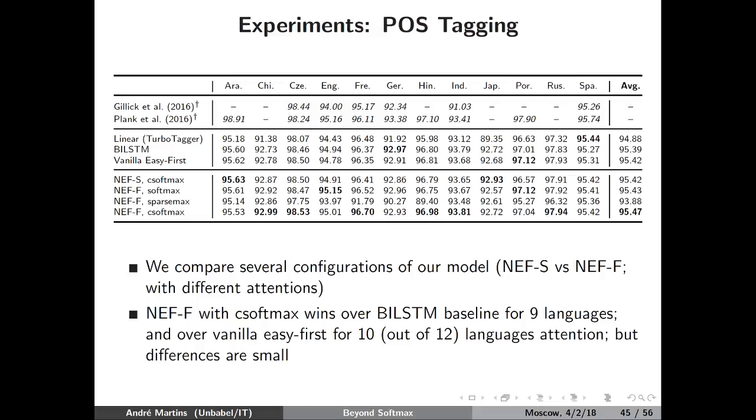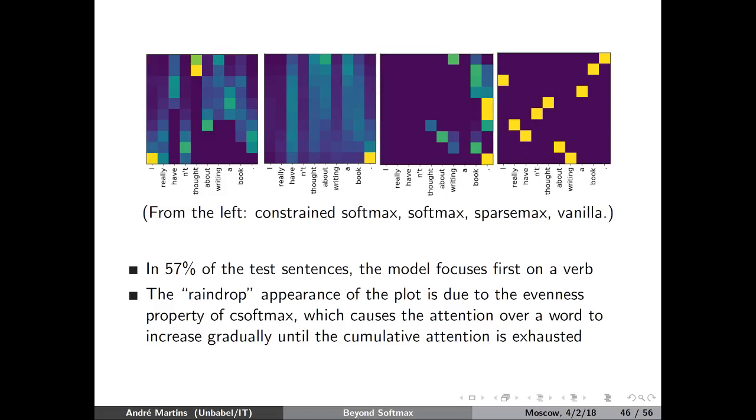But this is the thing I find more interesting. If you look at where the attention is going, this is showing each step of this method, going from the top to the bottom. On the left we have the constrained softmax method, which starts by putting most of the attention on the word thought, and then it looks at have and so on, and the last piece of attention is going to the word I, which is not exactly what you were expecting.